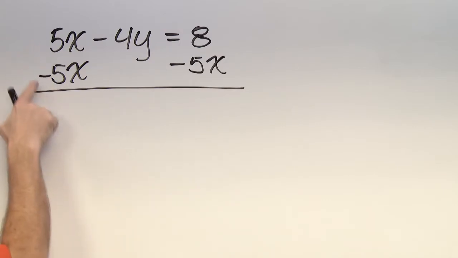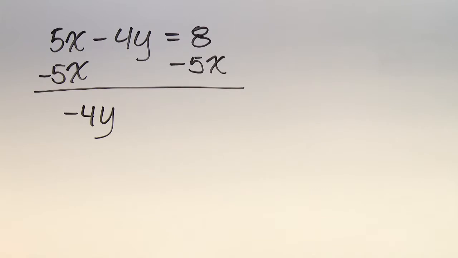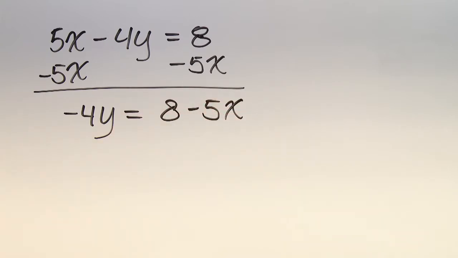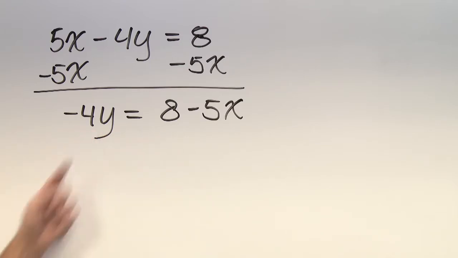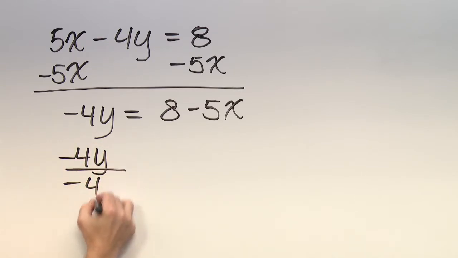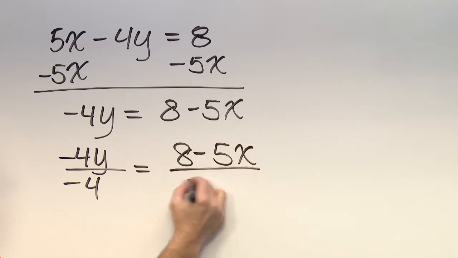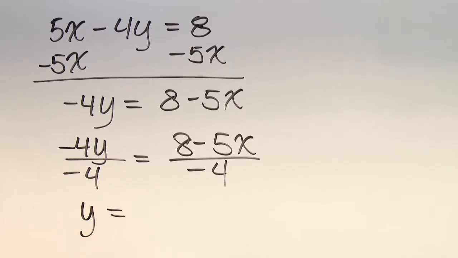On the left-hand side, these sum to 0, and so we have negative 4y is equal to 8 minus 5x. Next, we divide both sides by the coefficient of y, negative 4. Negative 4y divided by negative 4 equals 8 minus 5x divided by negative 4. Negative 4 divided by negative 4 is 1. 1 times y is y.